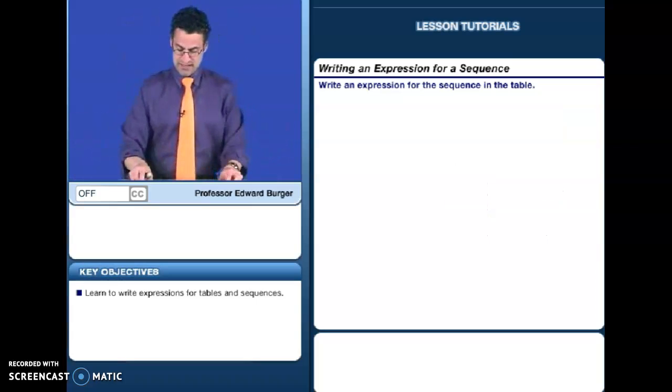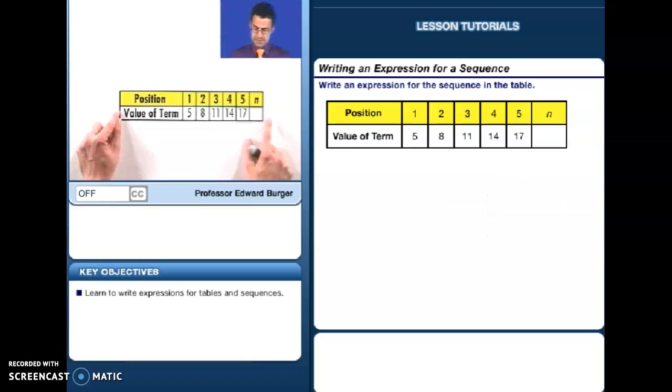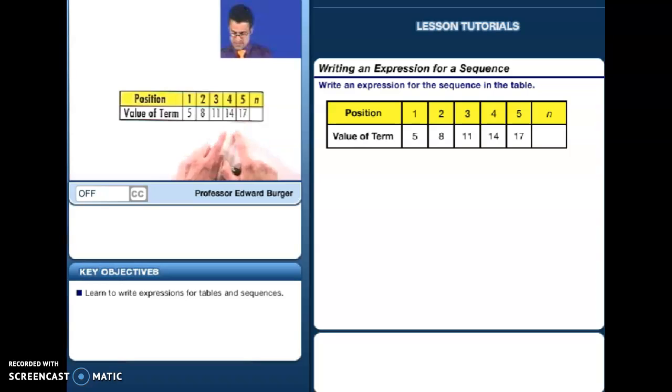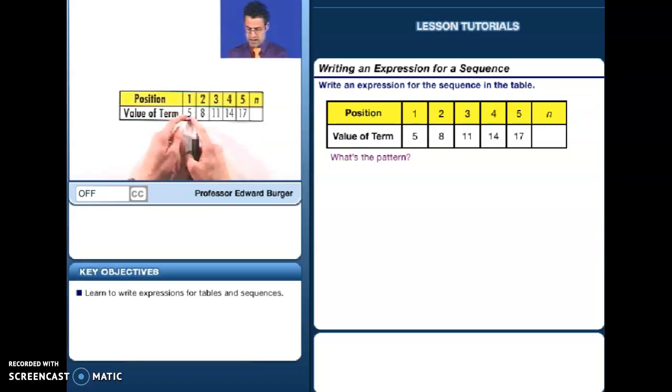Let me see if I can stump us at all. The positions are given by 1, 2, 3, 4, 5, and so forth. Here are the values of the terms, though. This is a little bit trickier. I see a 5, then an 8, then an 11, then a 14, then a 17. Now, what's going on here? Well, I don't know. Do you see anything good going on here? How does the 5 relate to the 1 that corresponds to how the 8 is relating to the 2? Well, it's not so clear anymore, is it?